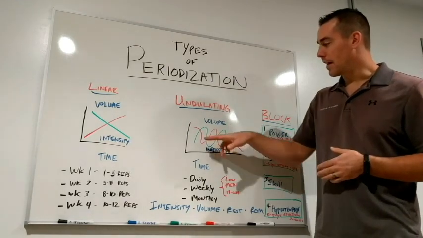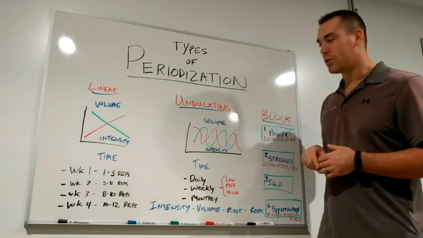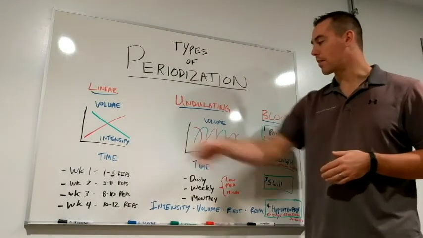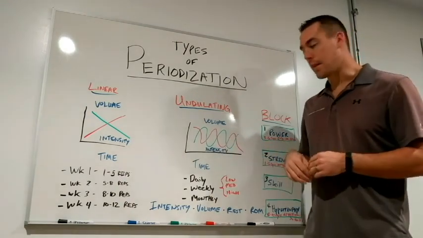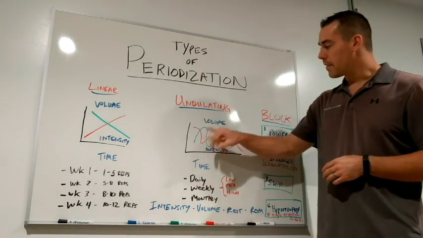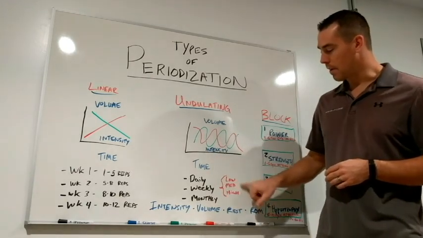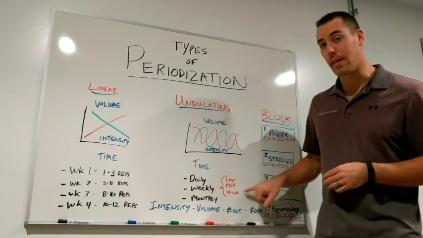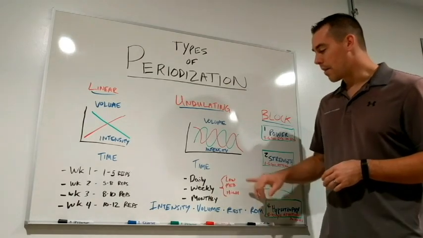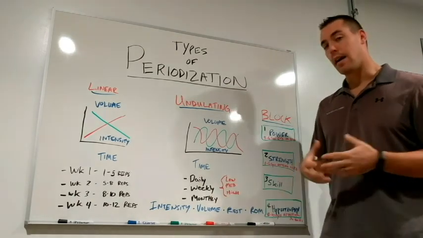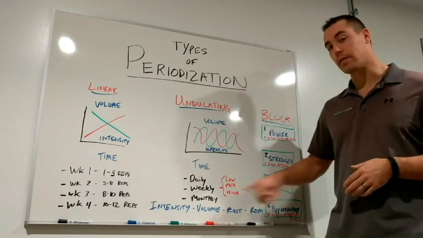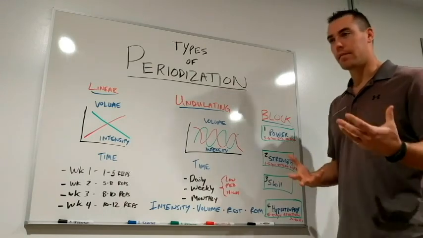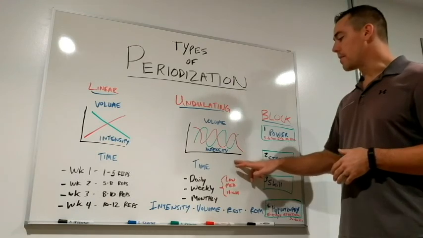Undulating models, again, the volume is constantly changing or undulating like a wave, and then the intensity is doing the opposite, just like in our linear. So volume and intensity are going to be opposing. And then for this undulating, you can do daily, Monday, Wednesday, Friday, or weekly, maybe one week's low intensity, another week's medium, and another week's high intensity. And then you can do monthly, where you have maybe a low intensity month, more of a recovery phase, and then you're changing your volume and intensities throughout the day, week, month, whatever you decide to choose.